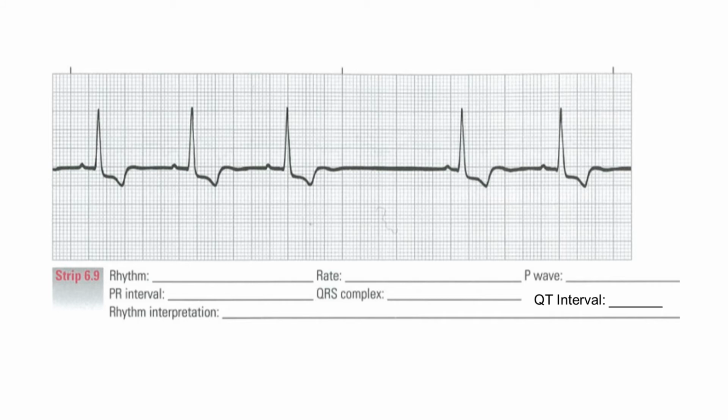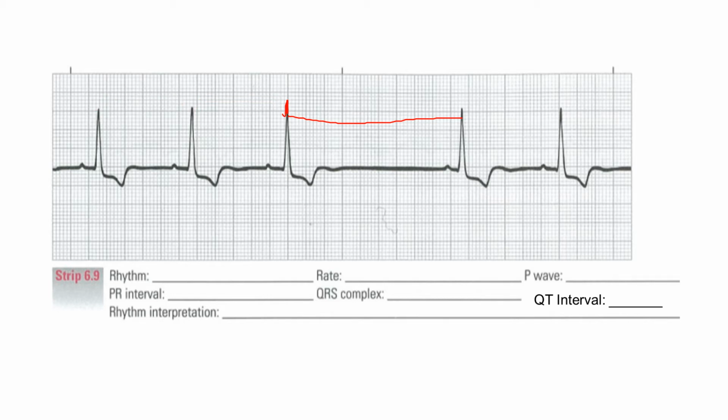In strip 6.9, if you look at the underlying or basic rhythm, your R to R's are regular, except for this pause. So you can determine the rate from your R to R's of the regular rhythm. And if you did that, the heart rate would be 58.